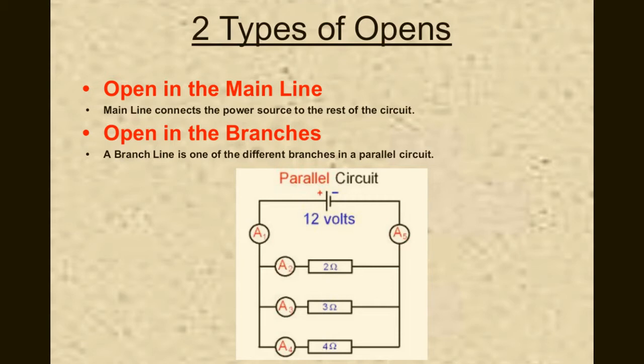However, when it is open in the branches, let's say at A2 or A3 or A4, then the rest of them would work. So let's look at this picture and imagine that the only switch we have here is on A2. If A2 is closed, everything is functioning. If A2 is open, then the second resistor with the 3 ohms and the third resistor with the 4 ohms are still operating. So it just purely depends on where the opening of the circuit is.